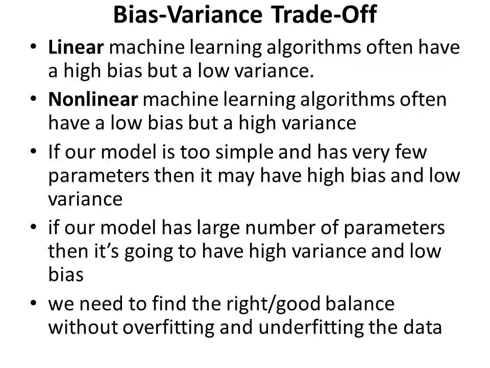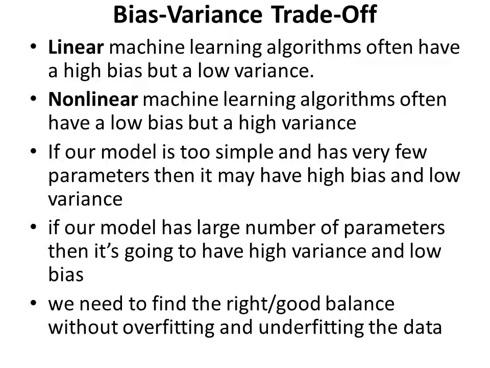Linear machine learning algorithms have a high bias but a low variance. So the linear machine learning algorithms always will have high bias and low variance, whereas non-linear machine learning algorithms will have low bias with high variance.